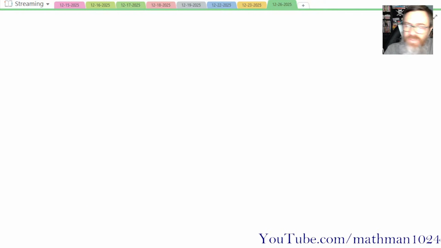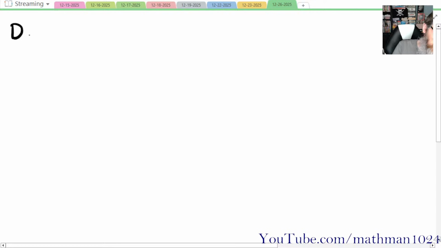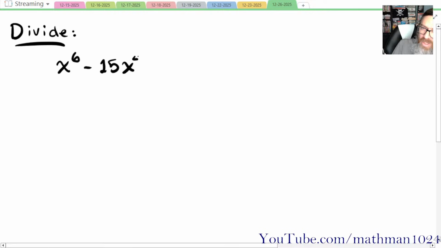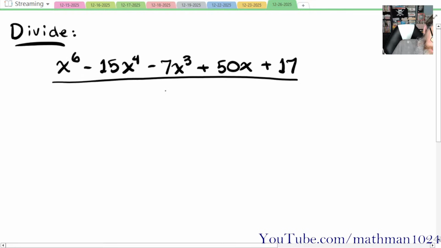All right, but let's do this. Let's do another division problem to make sure we understand how to do synthetic division anyway. All right, you know what? That looks like a good jump. So we've got x to the 6th minus 15x to the 4th minus 7x to the 3rd plus 50x plus 17 all divided by x minus 4.